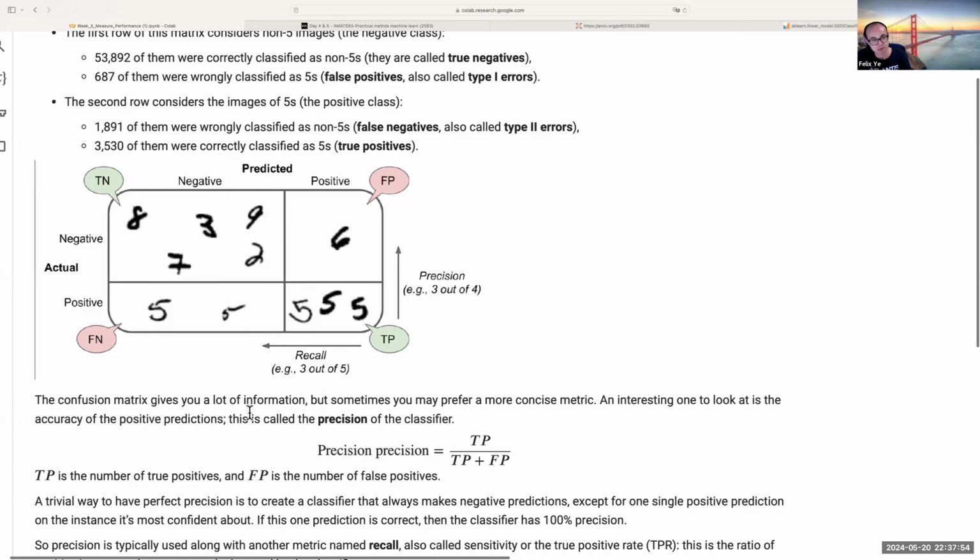So this whole confusion matrix gives you a lot of information. But if we just look at the true positive right here, divided by the true positive... So sorry, let me think about the accuracy here. The accuracy here is we sum the true positive and the true negative and divide by the total number of the data set. That would be our accuracy, right?